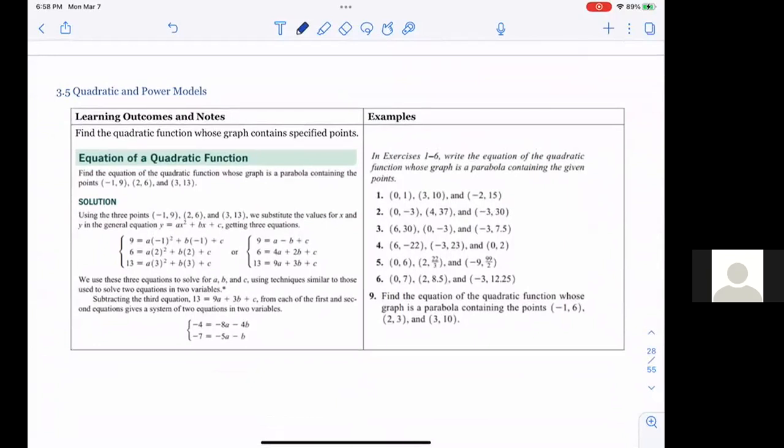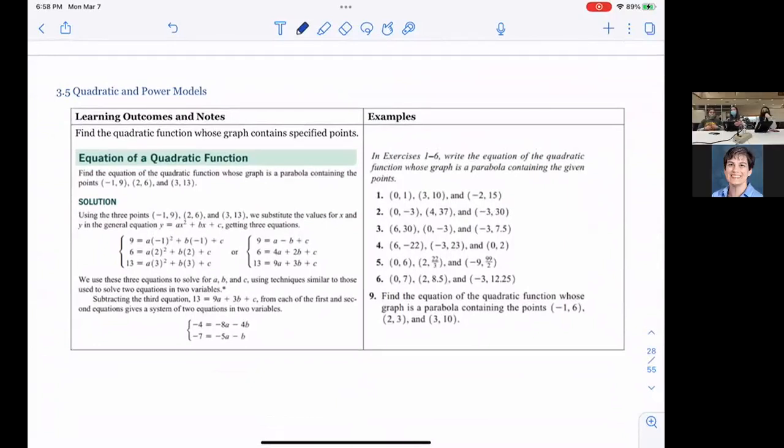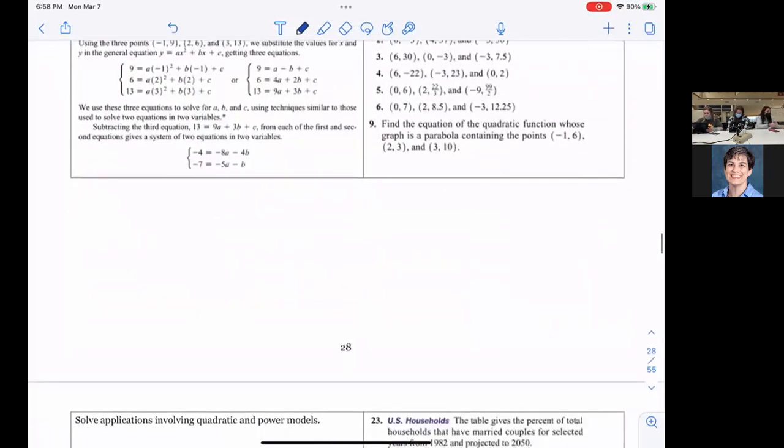Either one of you want to tackle this? Sure. All righty, so I'm gonna hand it on over to Maddie. All right. So do you guys have any questions about this page, 1 through 6 or number 9? Number 9. All right, find the equation of the quadratic function whose graph is a parabola containing the points -1, 6, 2, 3, and 3, 10.